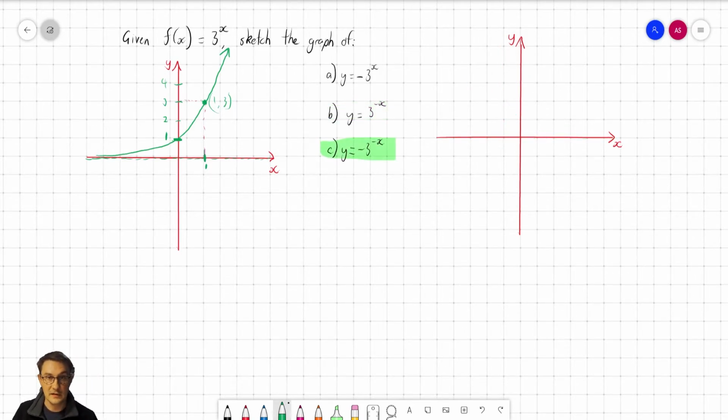For this last graph, we've got y equals negative 3 to the power of negative x. Now this is going to be a twofold shift here. First of all, it's going to create a mirror image of the y-axis and then a mirror image of that over the x-axis. Or alternatively, it can create a mirror image over the x-axis and a mirror image over the y-axis.